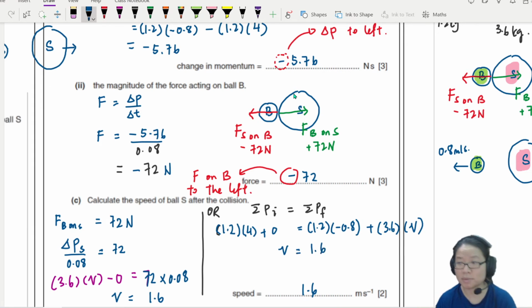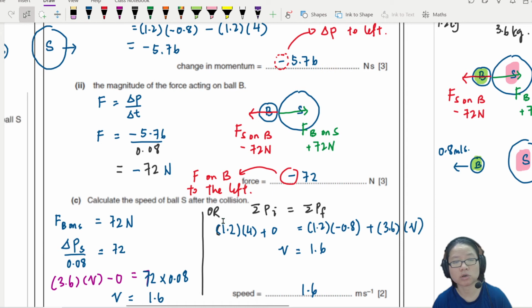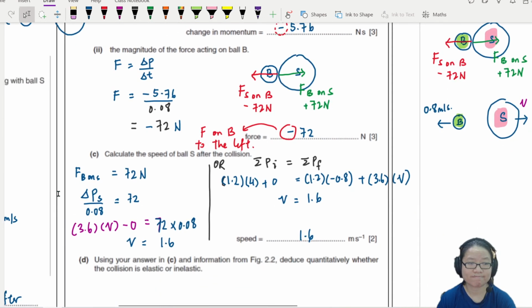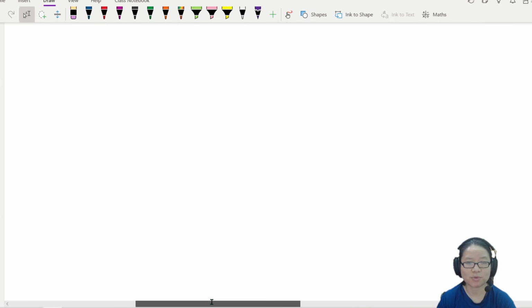In fact, if you examine the working, think about the working for a while. This 1.2 times 4 plus 1.2 times 0.8 is your 5.76. So the change in momentum of B is also equal in magnitude to the change in momentum of S. Many ways to look at this. Okay, so you solve in whichever way makes sense.